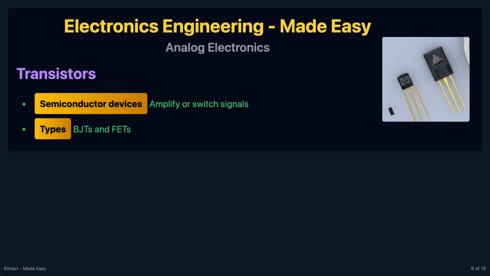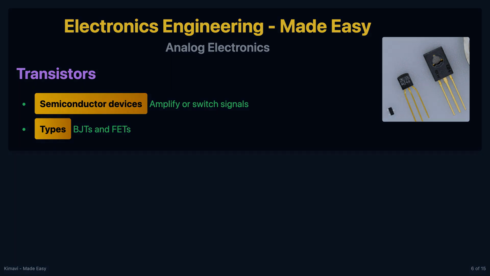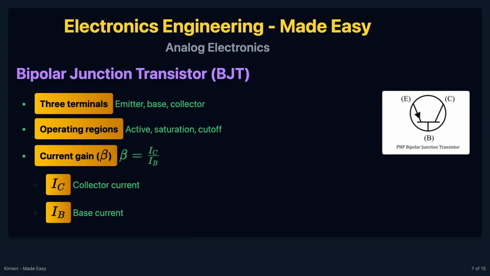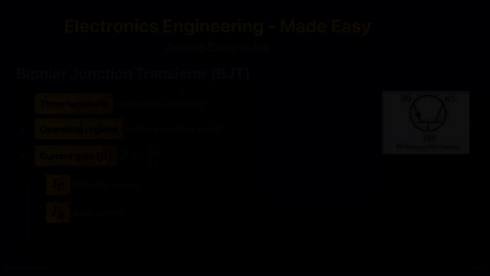Transistors are semiconductor devices used to amplify or switch electronic signals. There are two main types of transistors: bipolar junction transistors, or BJTs, and field effect transistors, or FETs. A bipolar junction transistor has three terminals: the emitter, base, and collector. It operates in three regions: active, saturation, and cutoff. The current gain, beta, of a BJT is given by the ratio of the collector current, I sub C, to the base current, I sub B.